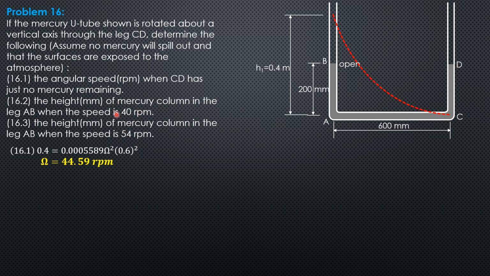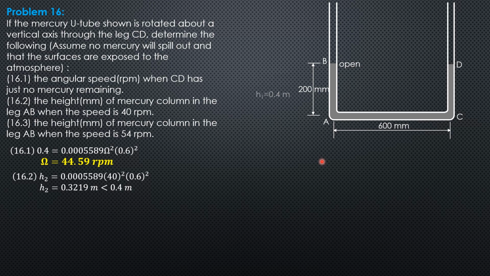When the speed is 40 rpm, which is slower than this, we expect that there will still be mercury remaining on CD. So let's solve for that height. H2 is 0.0005589 times 40 squared times 0.6 squared. So H2 is equal to 0.3219 meter, which is less than 0.4. Therefore, the imaginary parabolic surface will look as shown in the figure. The height of this surface is 0.3219.